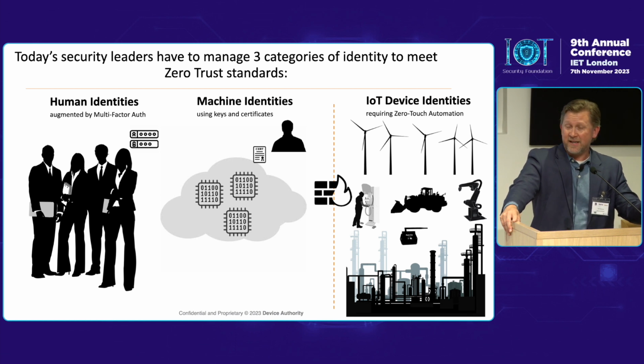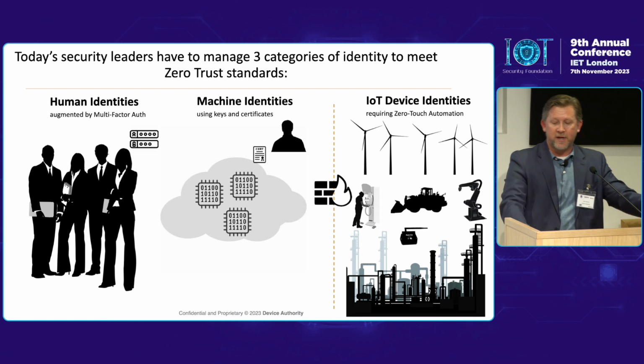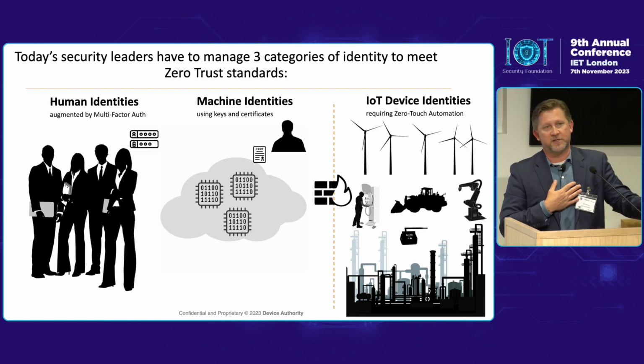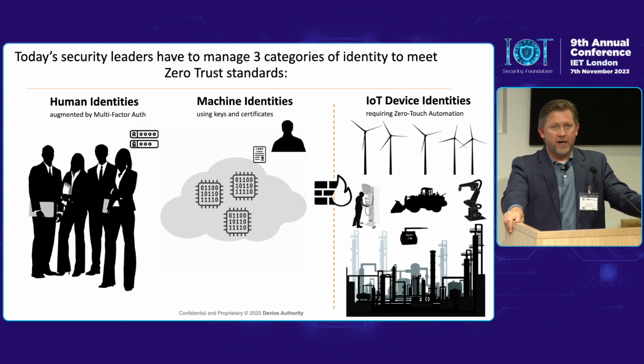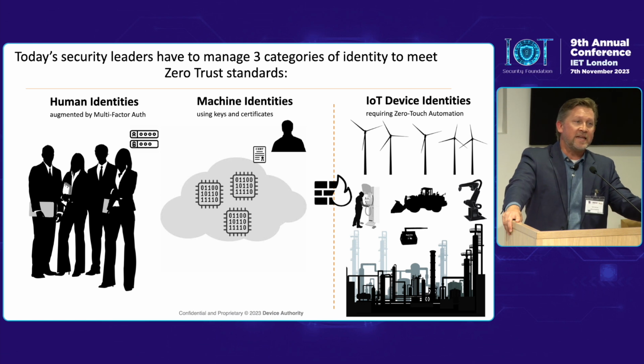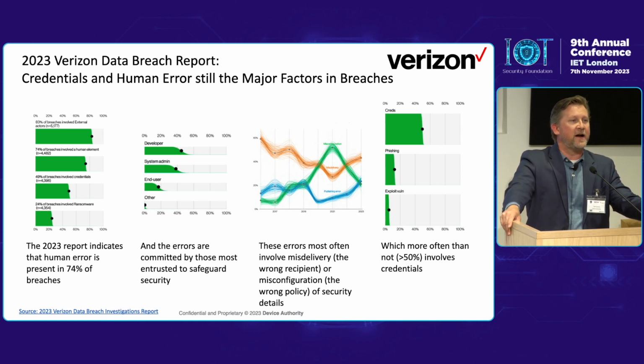You have this growing category of machine identities, which has come up in the last few years, and these are essentially non-human entities that could be mainstream IoT devices, a laptop, a mobile device, a server as part of your network infrastructure, a software application or an API, some digital non-human entity. And the third category, which is where we at Device Authority focus, is IoT device identities. And these are different because while they're related to machine identities in that they're non-human, often digital, in a lot of cases, because of their context and scale, they require a radically different approach, one that needs automation to manage effectively.